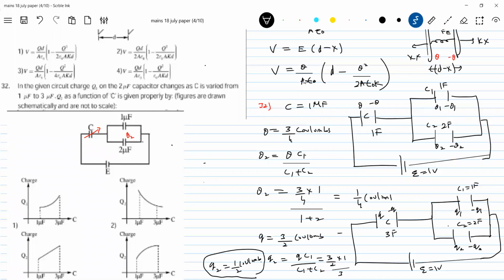Don't assume C value. Yes, sir. 3 by (3 plus C) whole square. So dQ by dC, yeah? Yes, sir. dQ2 by dC, sir. Okay, how much are you getting? 6C here, or how much? 3 by (3 plus C) whole square. 3E by this much? Sir, I took E as 1, sir.